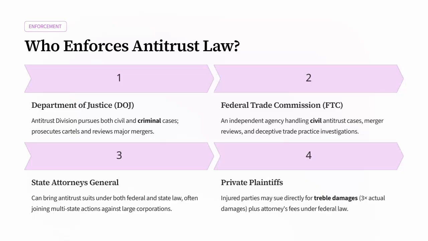Antitrust enforcement is shared among several public and private actors. The Department of Justice, or DOJ, can bring both civil and criminal cases, including cartel prosecutions and reviews of major mergers. The Federal Trade Commission handles civil antitrust matters, merger reviews, and deceptive trade practice investigations. State attorneys general may sue under federal or state law, often working together in multi-state actions. Finally, private plaintiffs who are injured by antitrust violations can sue directly for treble damages, meaning 3 times their actual losses, plus attorney's fees under federal law.